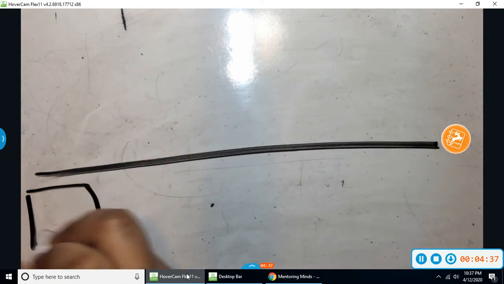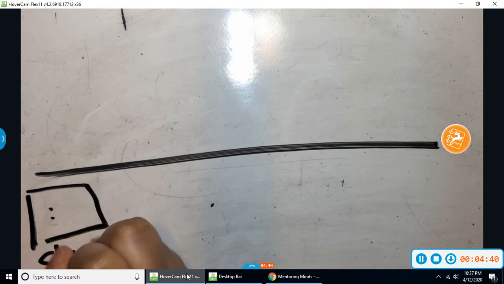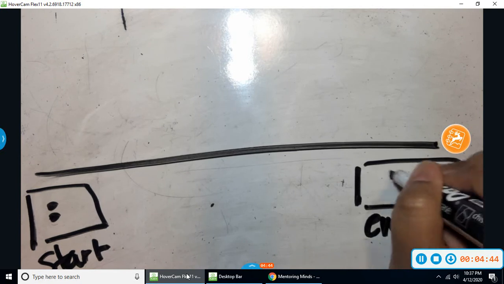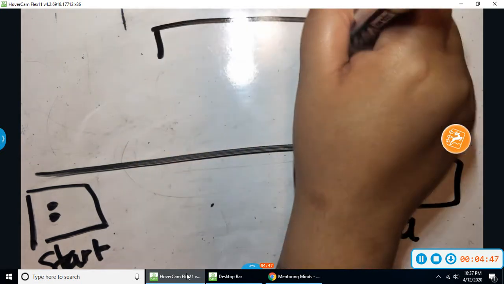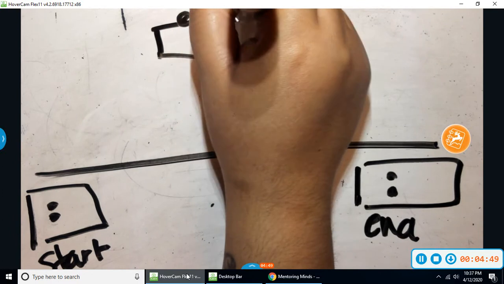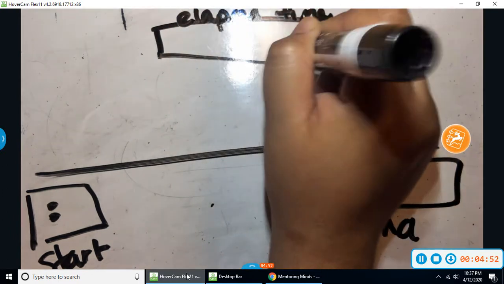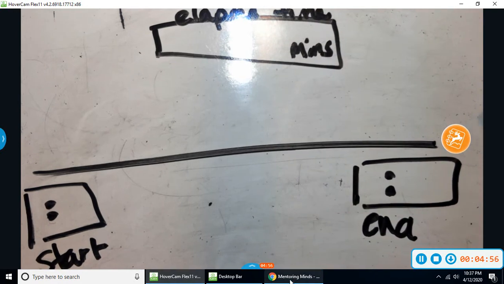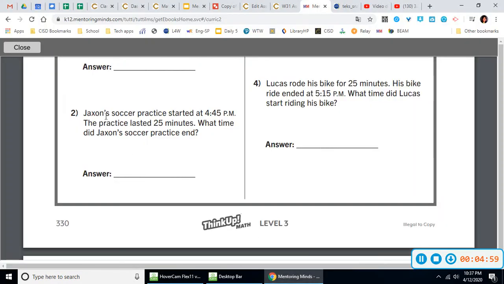I have my start time, I have my end time, and I have my elapsed time. And for 3rd grade right now, I believe it's just going to be minutes. That's my units. Okay, so Jackson's soccer practice, number 2 says, Jackson's soccer practice started at 4:45 p.m. The practice lasted 25 minutes. What time did Jackson's soccer practice end?